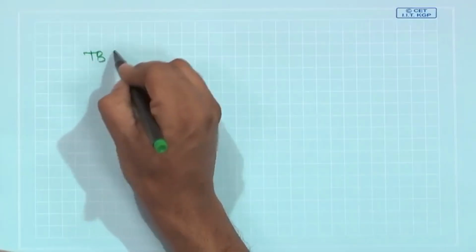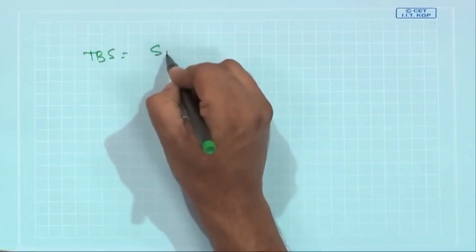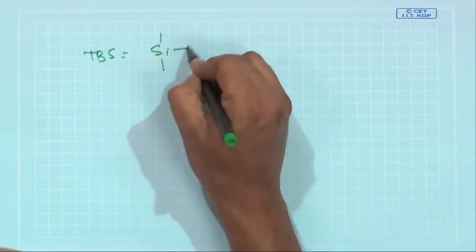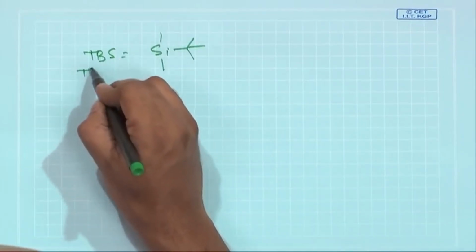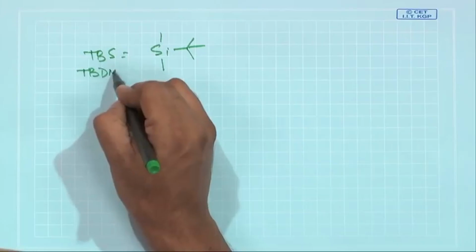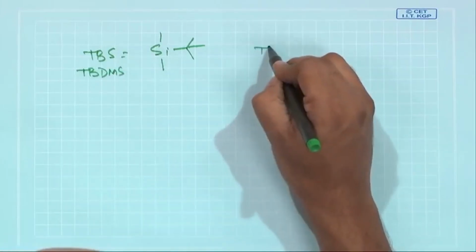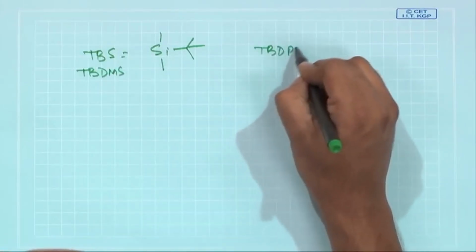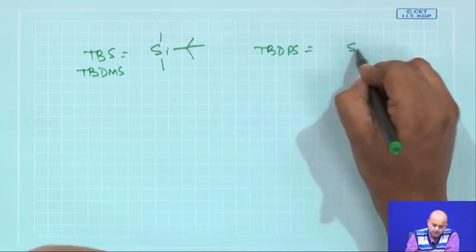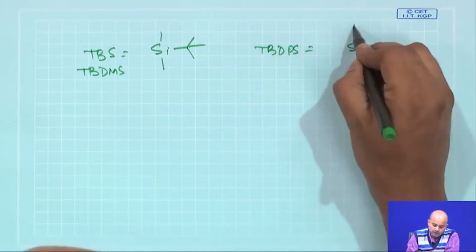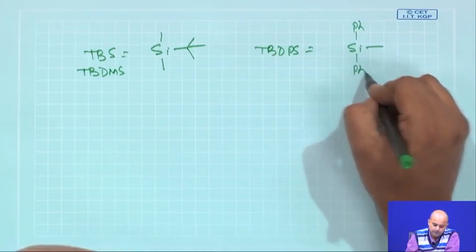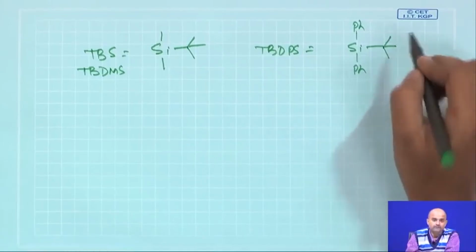McDougall reaction. Now, TBS, the structure which you have already seen earlier, is called tertiary butyl dimethylsilyl, sometimes also named as TBDMS. For the TBDPS, the structure has a silicon, with tertiary butyl and diphenyl. So, 2 phenyl groups are there and you have a tertiary butyl, fine.